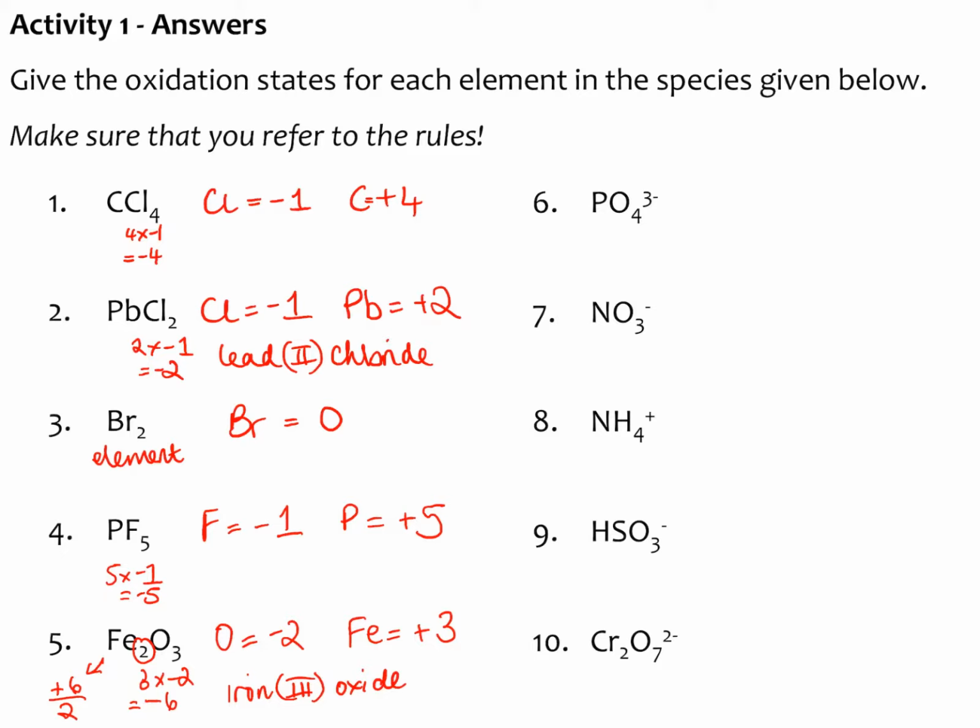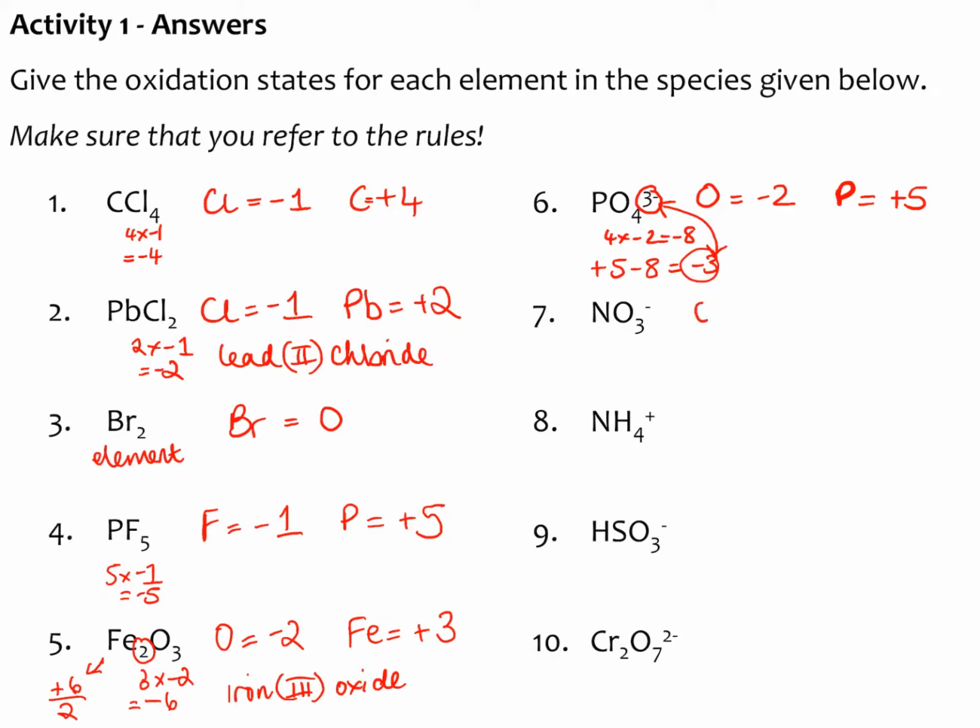On to the ions. PO43- is the phosphate ion. Overall, we've got a 3- charge, which means that the P and all 4 O's have to add up to -3 overall. Now oxygen is -2 because it's not a peroxide and it's not got any F's. There are 4 oxygens, so oxygen overall will contribute a -8 charge to this compound, which means that the phosphorus has to be +5, because +5 for the phosphorus minus the 8 for the oxygens present equals -3, and that is the overall charge that we have here.